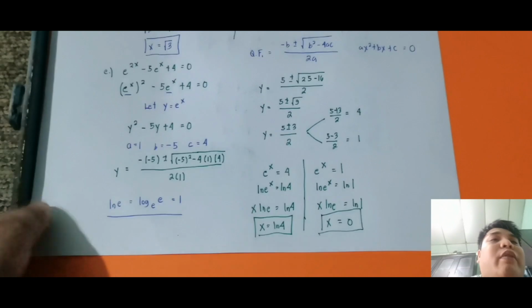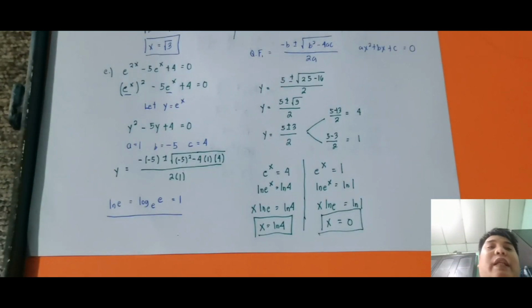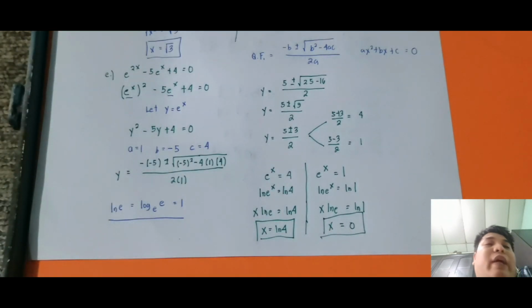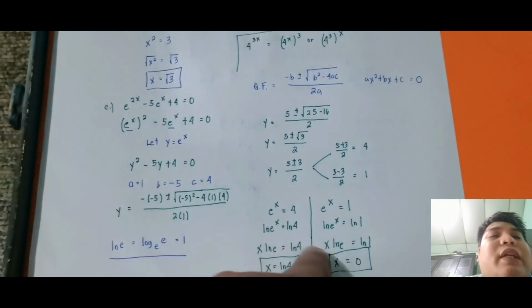Meaning dalawa yung naging sagot natin ng value of x: si ln of 4, tapos si ln of 1 or si 0. So, ganito gawin nyo ha. Yung ln of e is always 1. Yung ln of 1 is always 0. Yun yung dalawang effects nyo. Ilagay nyo siya sa utak nyo. Ngayon, balik tayo dito sa sinasabi ko.